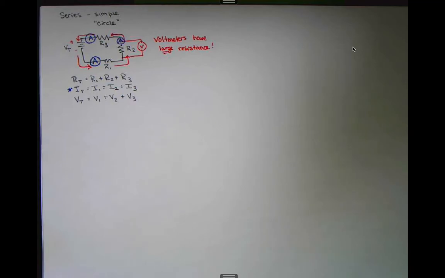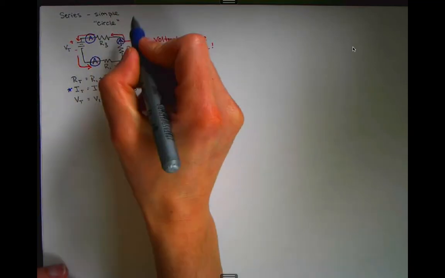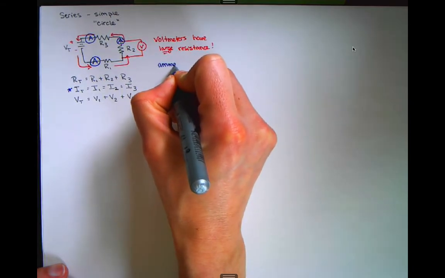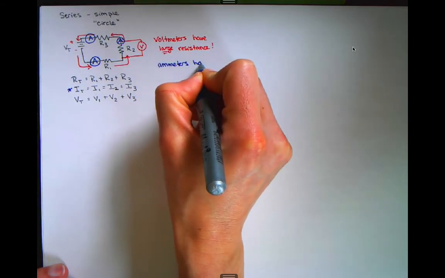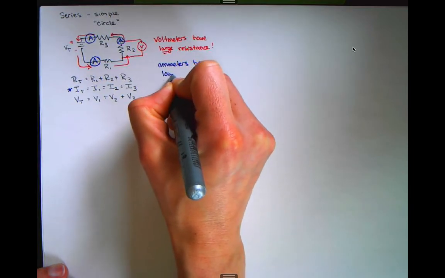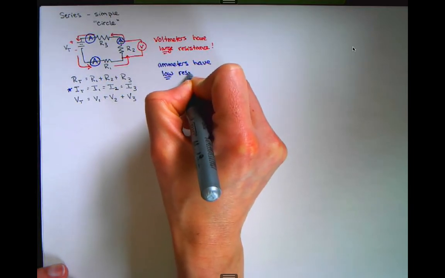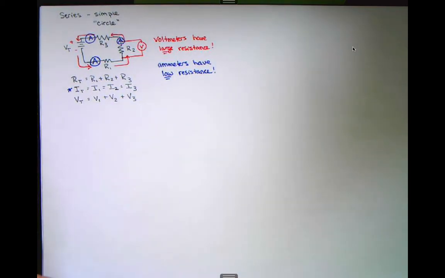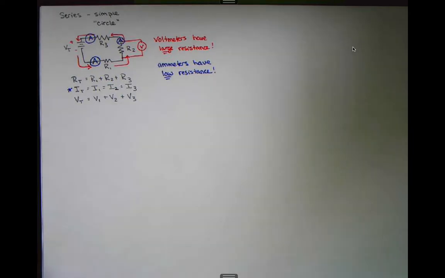Ammeters, on the other hand, so my ammeter is here, have a very low resistance. And the reason for that is because we want the current to go through it. If ammeters had a large resistance, they would change the total resistance of the circuit, which in turn would change the total current. And that's not the purpose of an ammeter. We just want to read the amount of current that exists. So those are series circuits.